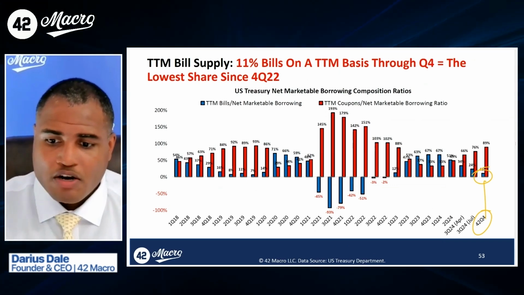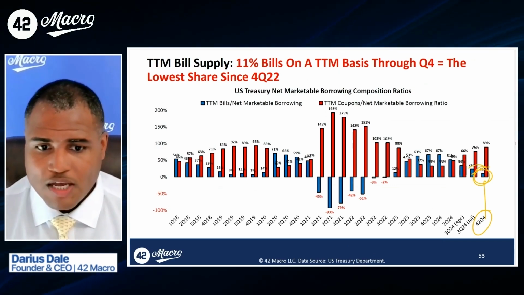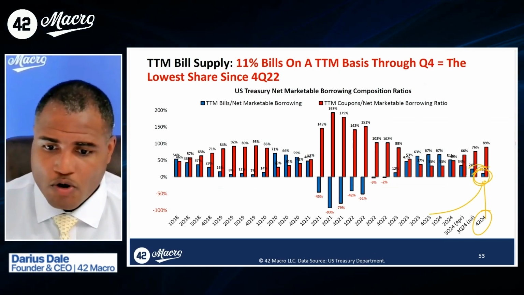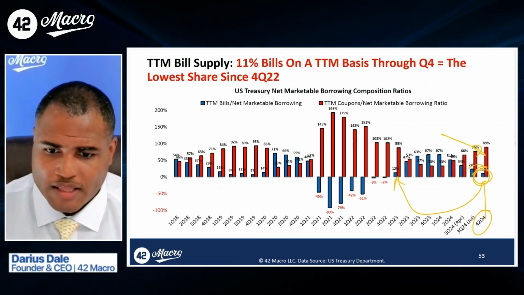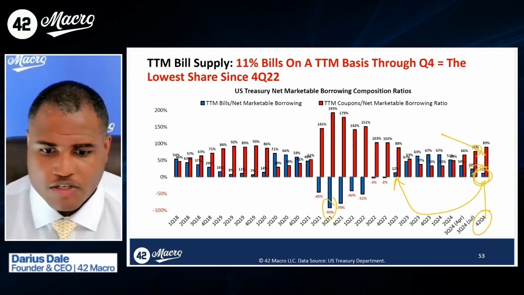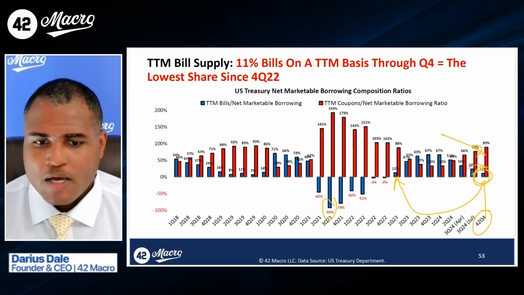And so as you can see here through Q4, the 11% is the lowest share since the fourth quarter of 2022. And on a delta adjusted basis, when you're just looking at the direction of travel, it's the lowest share since the third quarter of 2021.